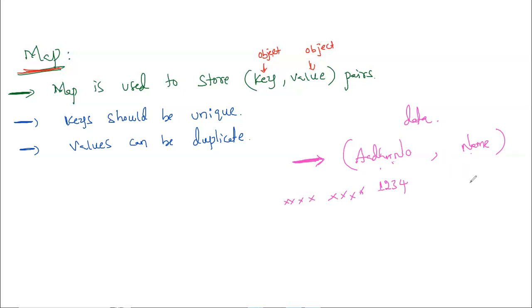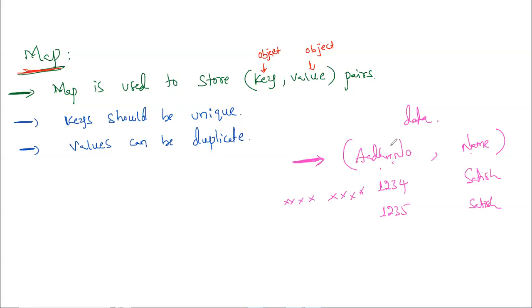Then some name. So the name can be, say, Satish. Can one more person have the same Aadhaar number? No, it will be something different. But can the name be the same? Yes, two people can have the same name. There are no issues there. But two people can never have the same Aadhaar number.